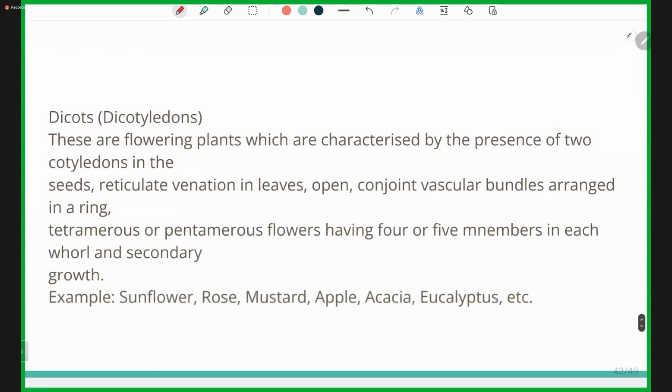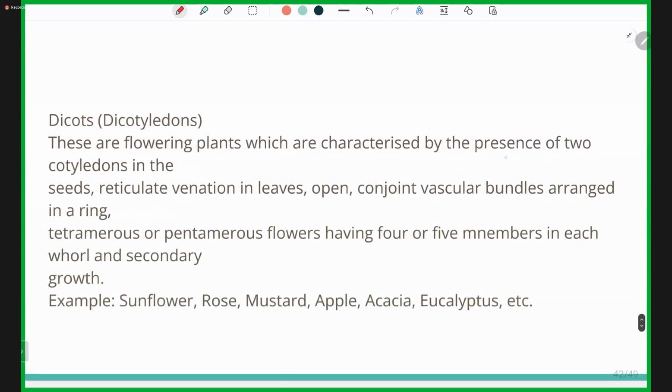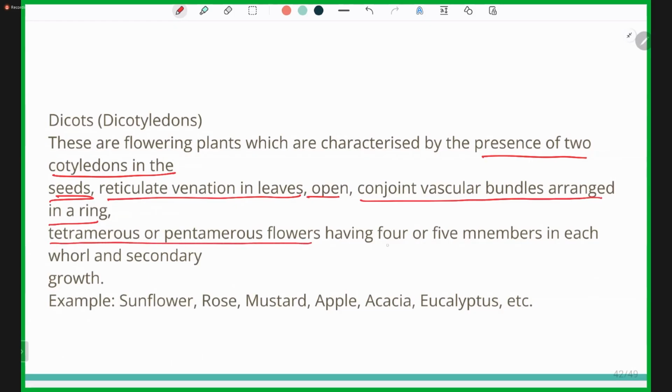Now, dicot. These are the flowering plants which are characterized by the presence of two cotyledons in the seed, reticulate venation in leaves, open conjoint vascular bundles arranged in a ring, and tetramerous or pentamerous flowers having 4 or 5 members in each whorl, and secondary growth. So all the terms which are stated here, we will again study in the morphology of the flowering plants.